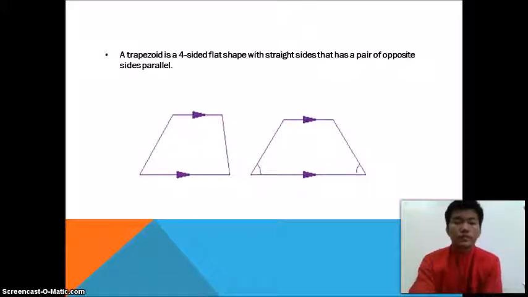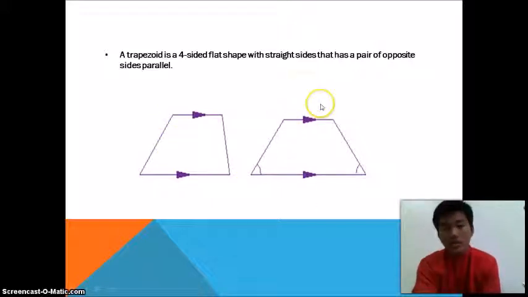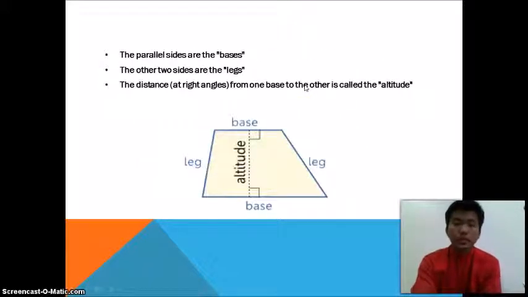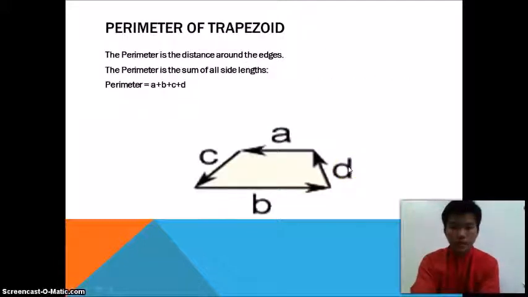A trapezoid is a four-sided flat shape with straight sides that has a pair of opposite sides parallel. So I want to show you that this is a normal trapezoid and this is an isosceles trapezoid. The parallel sides are called bases. This is base A and this is base B, and the other two sides are called legs, and the distance at the right angle from one base to another is called altitude. So for the perimeter of a trapezoid, you just simply add base A, base B, the leg C, and the leg D, and you will get the perimeter.